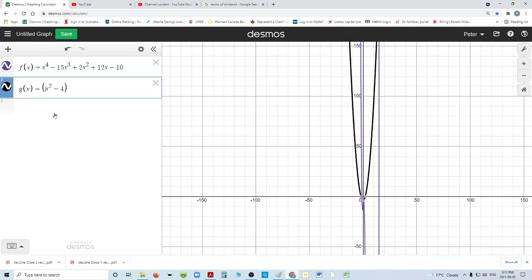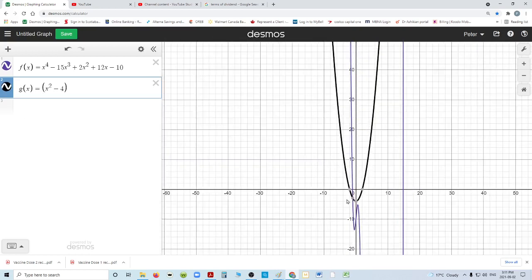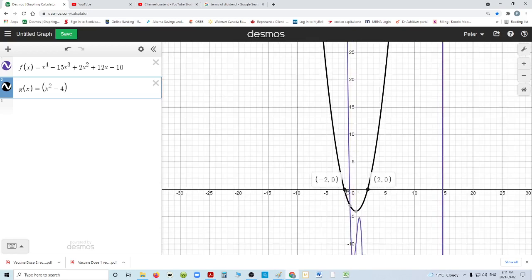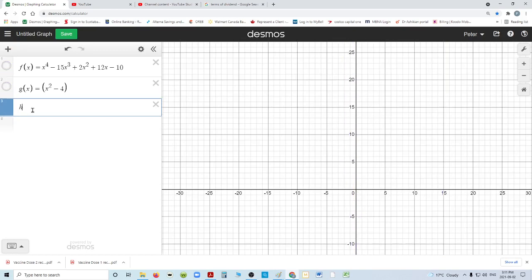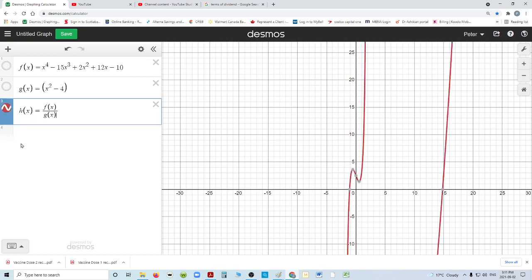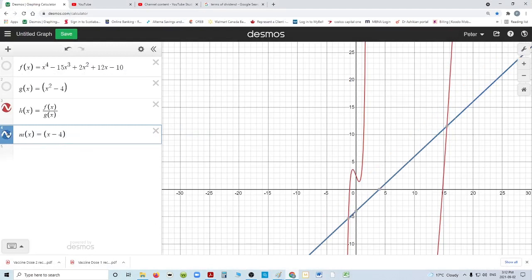By the way, that's the difference of two squares. It'll have its factors there. Now I'm going to just turn that off. And I'm going to make my h of x equal to my f of x divided by my g of x. Okay, it doesn't matter what it looks like. Now I'm going to rewrite. I'm going to create a new one. I'm going to call it m of x. And I'm going to rewrite my full factored form right there, x minus 4. I'm just going to turn it off to see if we get lucky in the graph. Now I'm hoping my blue graph will match my red graph.